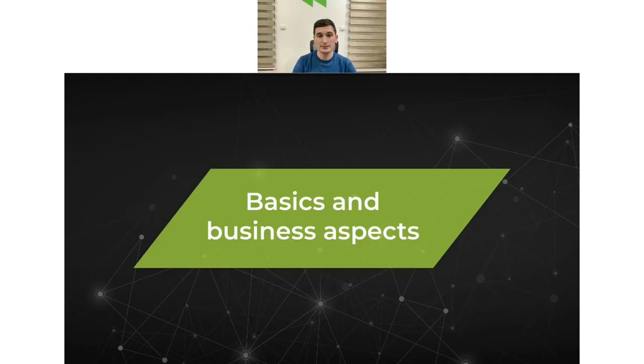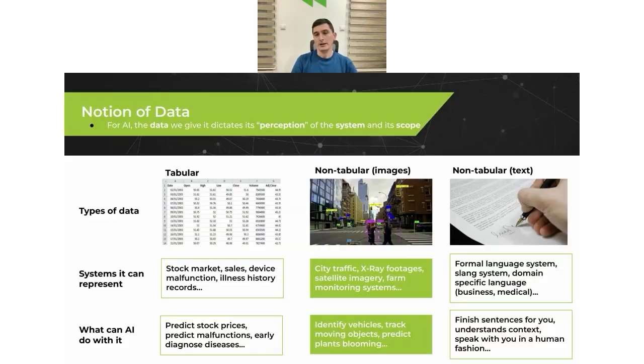Okay, so far we were talking about AI, its definition, what it can and cannot do, how good it is. But let's try to dive a little bit deeper into its basics and also mention several business aspects. Since we already defined narrow AI and mentioned the importance of data, I believe it's important to start by mentioning data. If we are talking about narrow AI systems and solutions, it's the data that we give to it which dictates its perception and its scope.